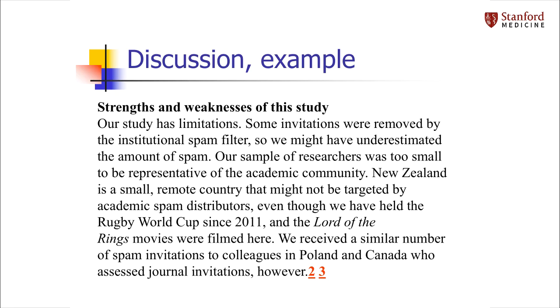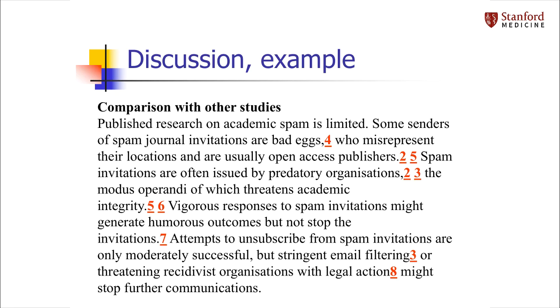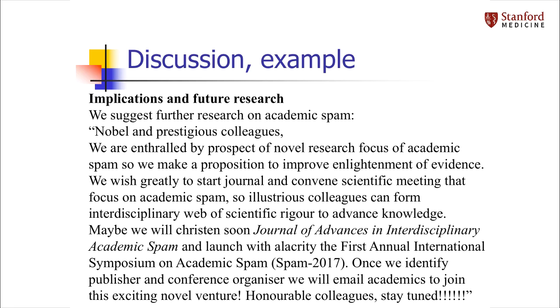So we see our obligatory limitations paragraph. Then we get the context with other studies. They talk a little bit about comparison with other studies. Again, they're being a little tongue-in-cheek and a little funny here. I'll leave that for you to read on your own. And then we get the final paragraph, implications and future research, the kinds of things that I've told you you should have at the end of your discussion section. Again, they're trying to be a bit funny.